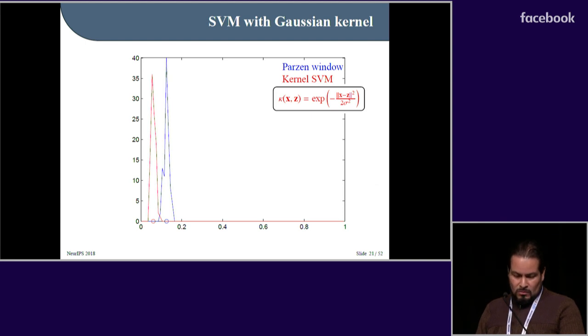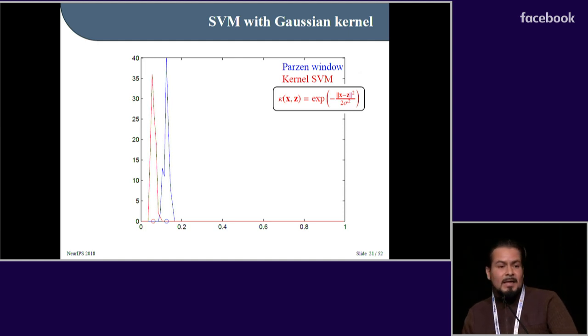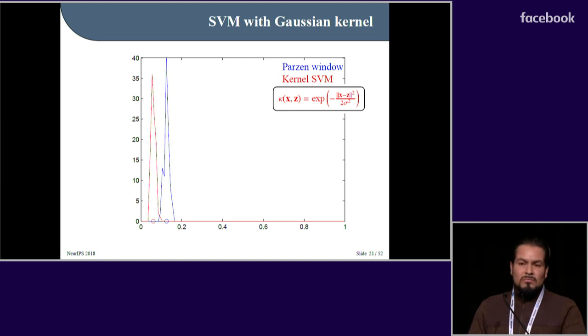So what does this say? Keep in mind that for the Gaussian kernel, the VC dimension of the space is infinite. So it looks like the theory is not able to say much, or at least the VC bounds are not able to say much as far as the performance of kernel SVM with the Gaussian kernel goes.